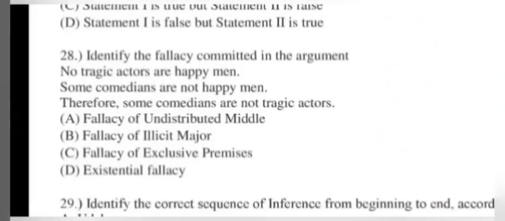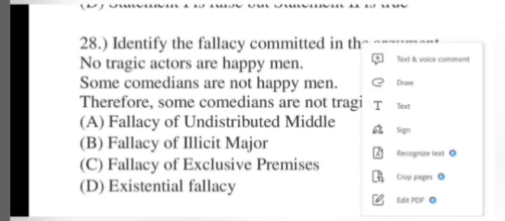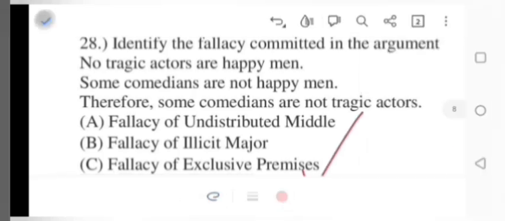28 says identify the fallacy committed in the argument. No tragic actors are happy men. Some comedians are not happy men. Therefore, some comedians are not tragic actors. Fallacy of undistributed middle, fallacy of illicit major, fallacy of exclusive premises, existential fallacy. It will be fallacy of exclusive premises. Option C will be correct.